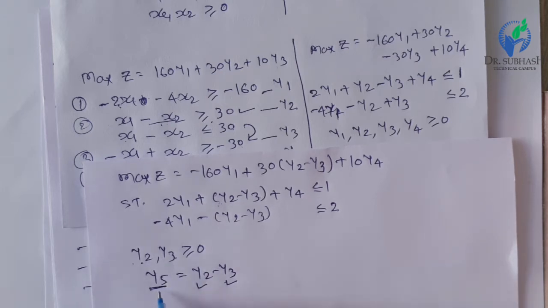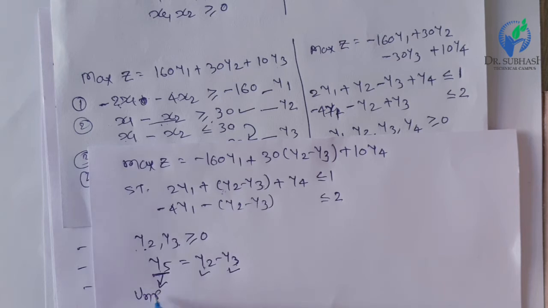Here y2 and y3 both are greater than or equal to 0, but y5 does not have any restriction, because according to the values of y2 and y3, the value of y5 can be anything. It may be 0 if both are equal, it may be positive if y2 is greater than y3, and it may be negative if y2 is less than y3. So here we can say y5 is unrestricted in sign.